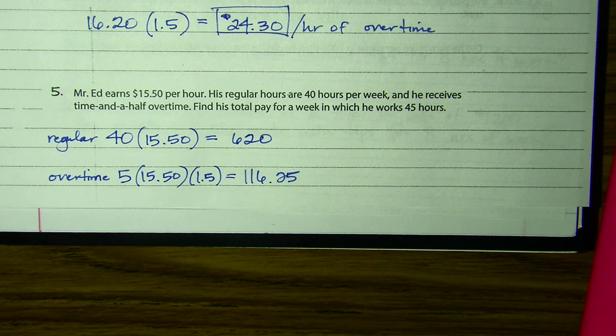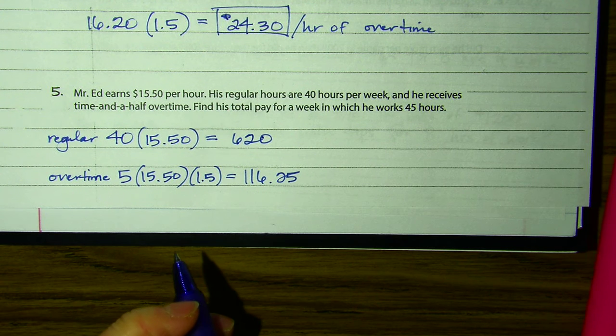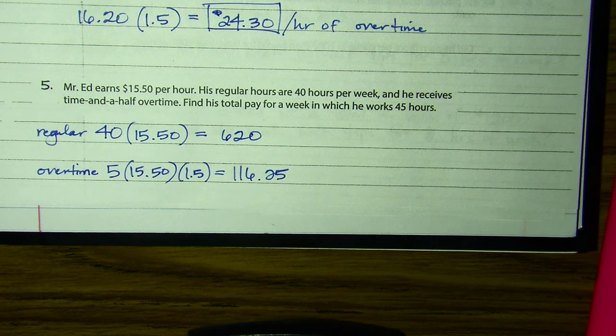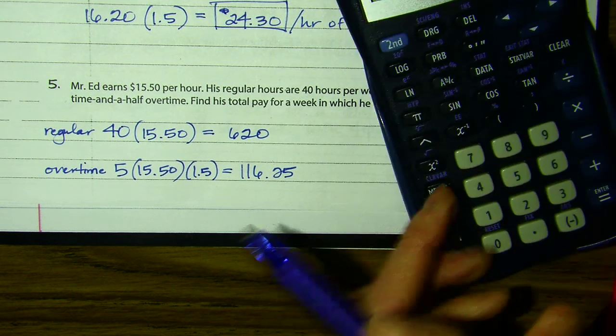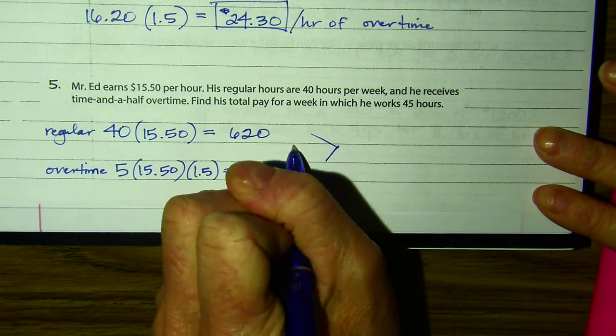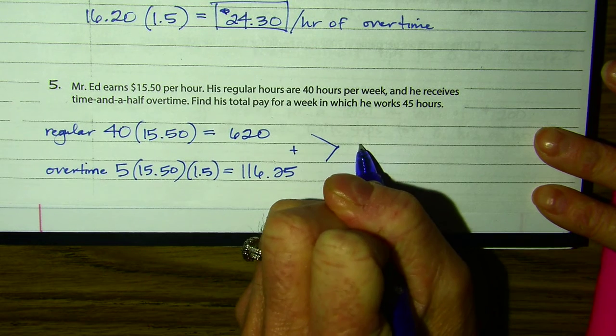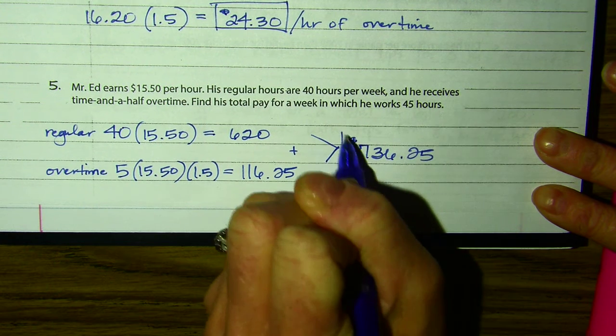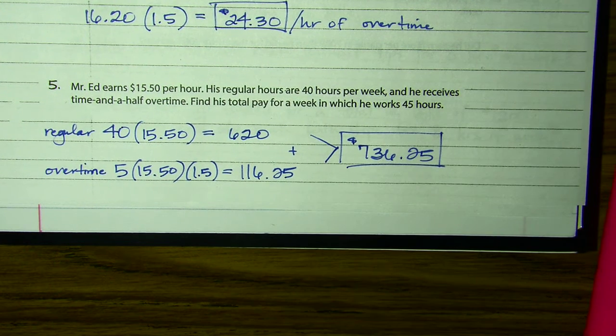So for the total, I would add that up, and it says it doesn't have us rounding it. So the total pay, if you add these together, would be $736.25 for 45 hours. So that is in 1 week.